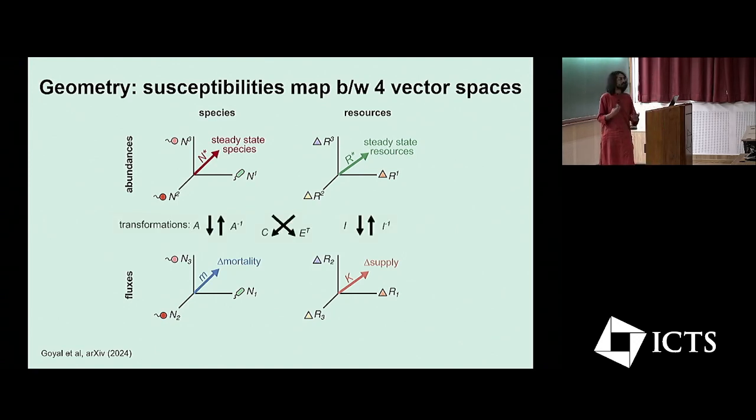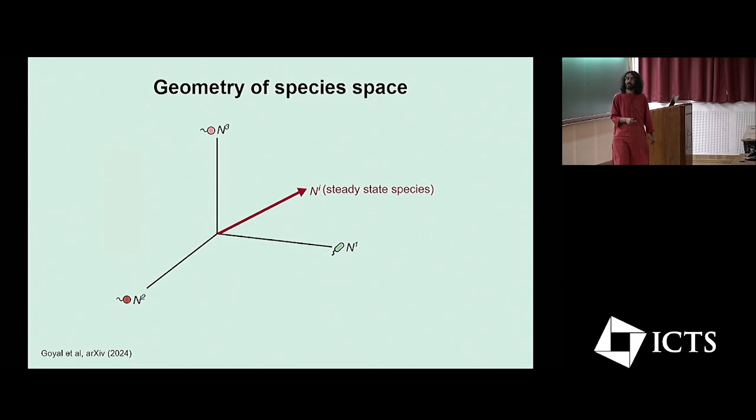And what our solutions are essentially telling us is that you can look at the responses in species abundance space by taking your perturbations in mortality and supply space through these effective transformations. And so in fact, very much like GR, you can write down these as upper and lower spaces and convert all of this to Einstein notation.